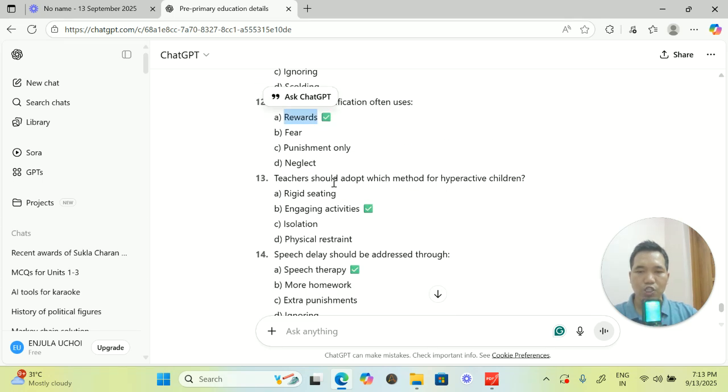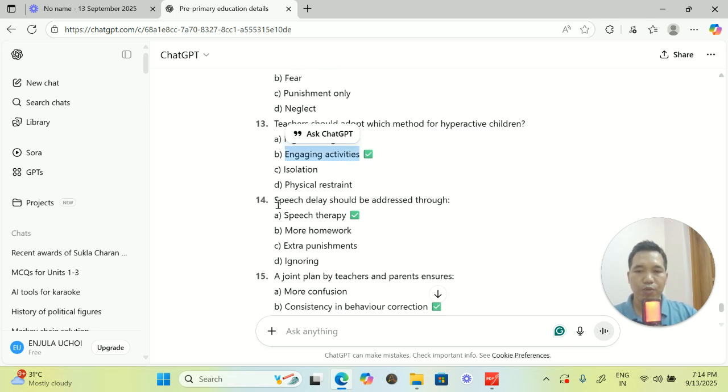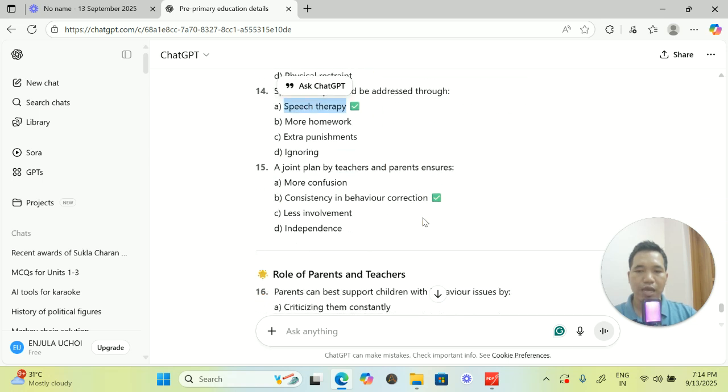Then teachers should adopt which method for hyperactive children? By engaging them in activities. The more you engage them with activities, the closer they become to you, and the child puts their trust in you more closely. So this is the best way of activation that you can use. Speech delay should be addressed through what? Through speech therapy. This is one of the most important things that can also be done. A joint plan by teacher and parents.